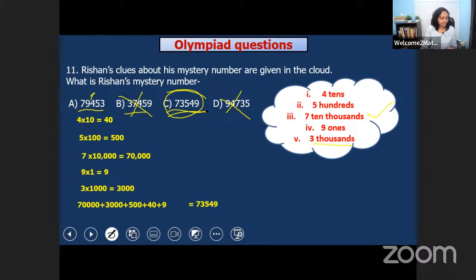So our answer is 73549. The same answer, 73549. The same full process would be followed in this way. But by the elimination method, you can find your answer so fast, with 73549. So C is our answer. Very good. You have all done well and all your answers are correct. It's C, 73549.